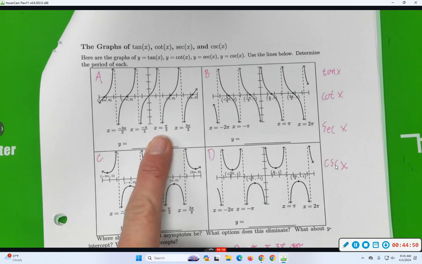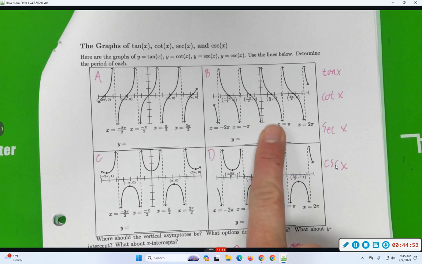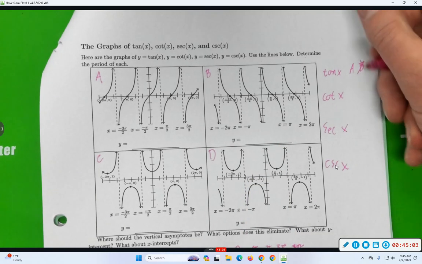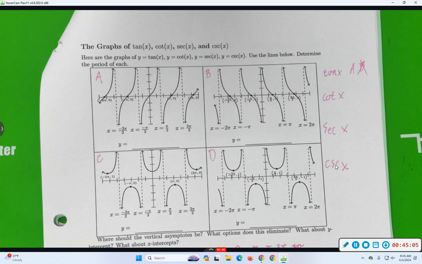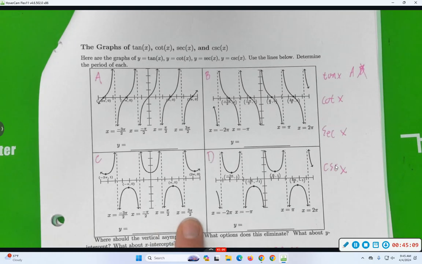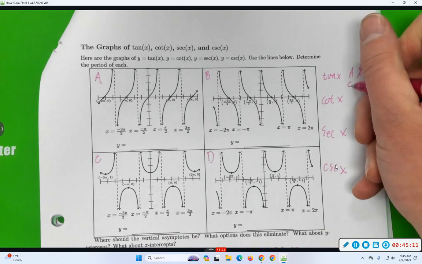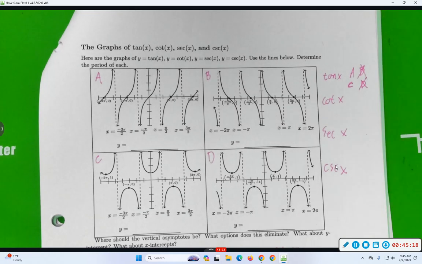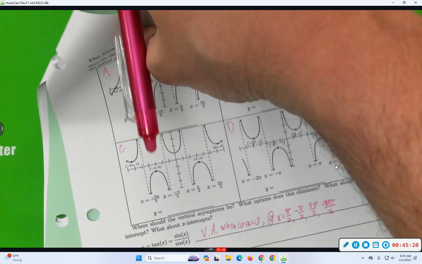Cool. Let's move to the next one. Does B have a vertical asymptote at 3 pi over 2? No. So tangent can't be B. Might be A. How about C? Vertical asymptote at pi over 2, vertical asymptote at 3 pi over 2. Might be C. Could it be D? All right. So it's not enough information yet. What else do we know about tangent?